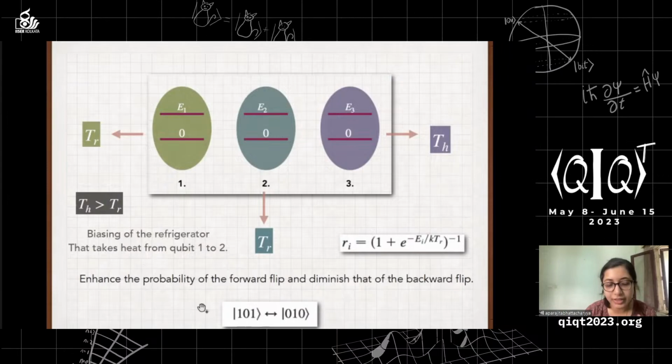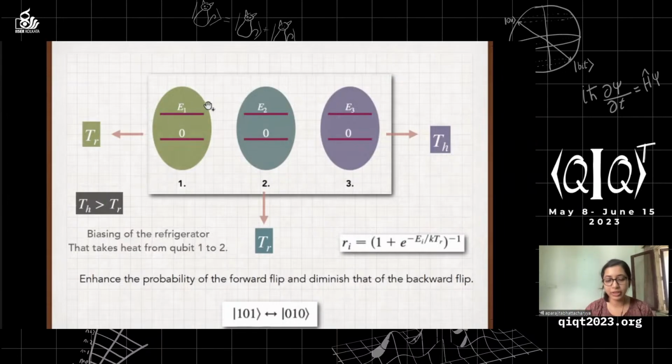Because keeping TH greater than TR enhances the probability of the forward flip. So we get more and more states which are 010, and therefore it enhances the probability of cooling. So this is our final refrigerator setup, and this is the model that we have used in our paper.